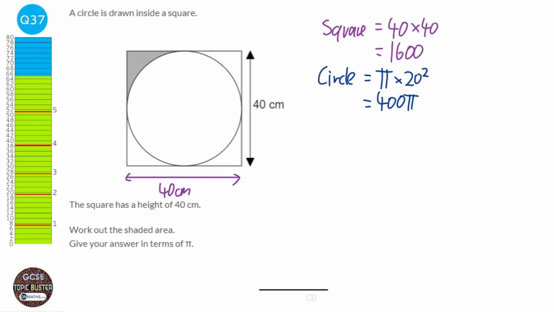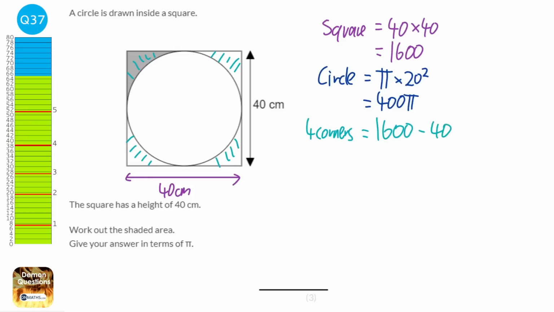Now, next we're going to work out all of the corners, so that includes these three here and this one. So I'll say 4 corners, just to try and explain to the person marking my exam what I'm doing. And to do that, we're just going to do the square, take away the circle. So 1,600 take away 400 pi. Now we can't actually do anything more than that. That is our answer. We just leave it at that.